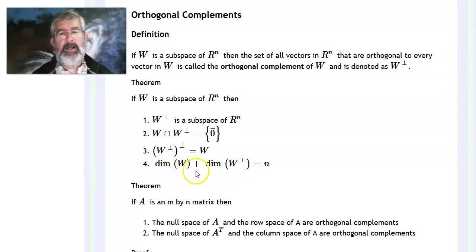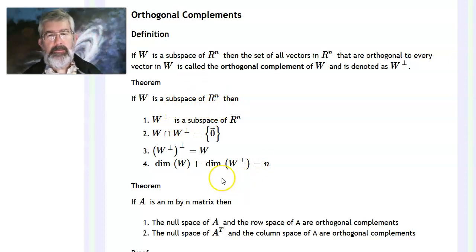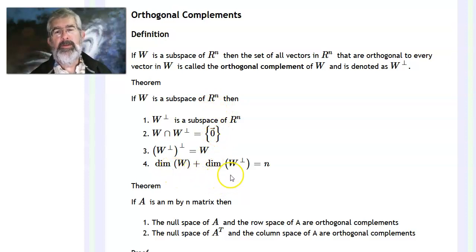And lastly, and this fourth part is not in the textbook, but I want to include it here, the dimension of the subspace W plus the dimension of its orthogonal complement is always equal to n, where n is the Rn that you're in. You're in an n-dimensional real space, then the sum of the dimensions of the subspace and its orthogonal complement is n.